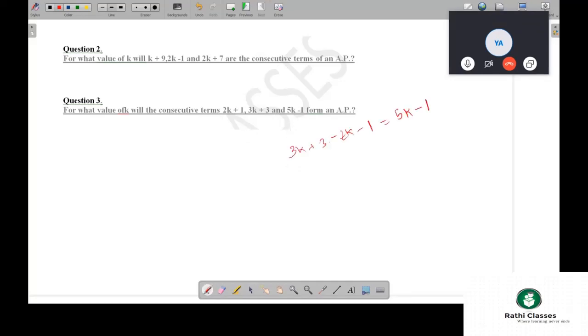What is the solution? Let me check. 5k minus 1 minus 3k minus 3 equals 3k minus 2k is k plus 2, which gives 2k minus 4. So k equals 6. Substituting: 6 plus 6 is 12, 12 plus 1 is 13; 6 times 3 is 18 plus 3, 21; 6 times 5 is 30 minus 1, 29. Check the common difference: 8, 13, 8. So this is right, k equals 6. Shall we move to the next question?